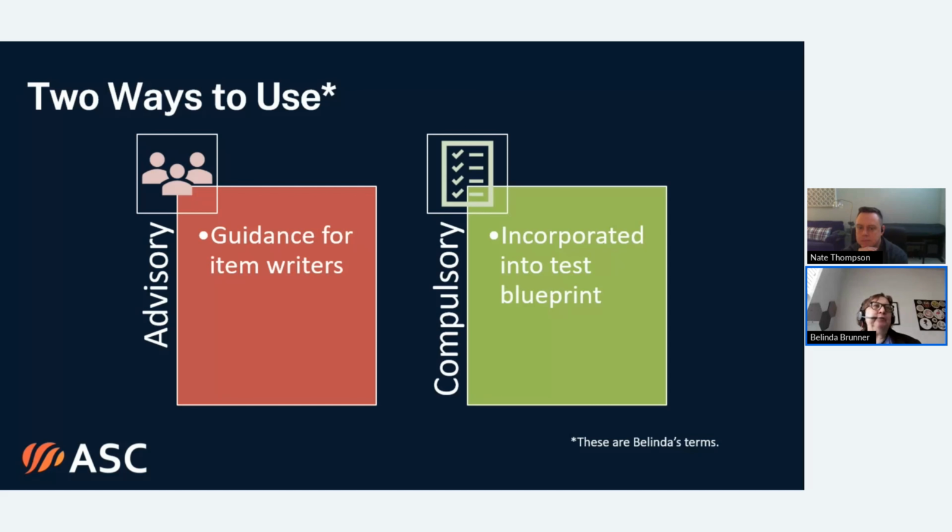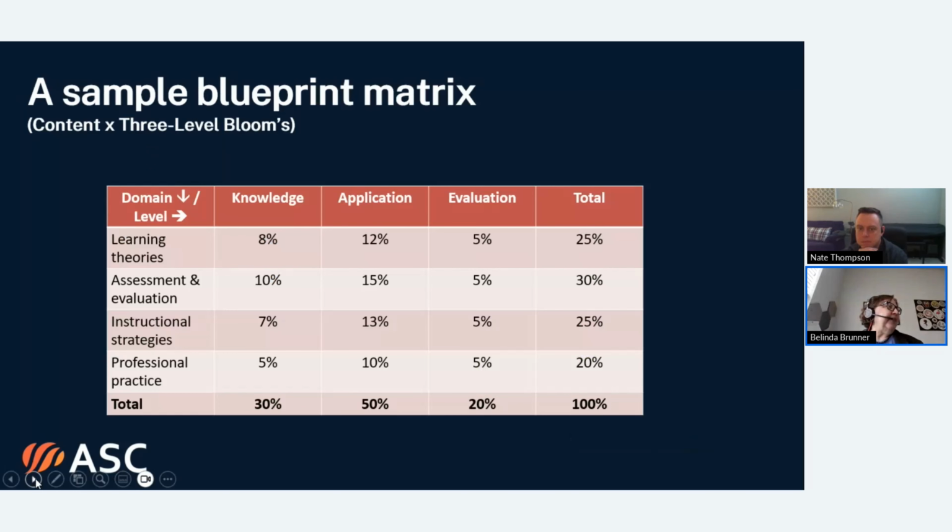Another way to use it is what I call more compulsory, and that is that it's actually incorporated into the test blueprint. And I will show you that. So this would be an example of a blueprint matrix that actually incorporates Bloom's taxonomy into it.